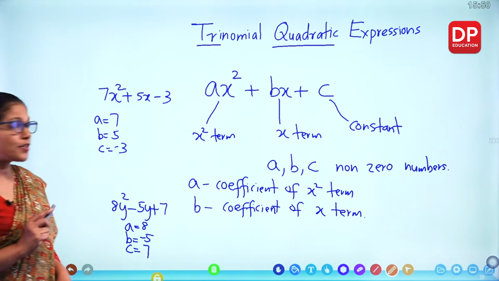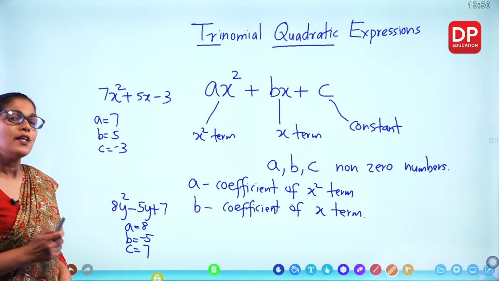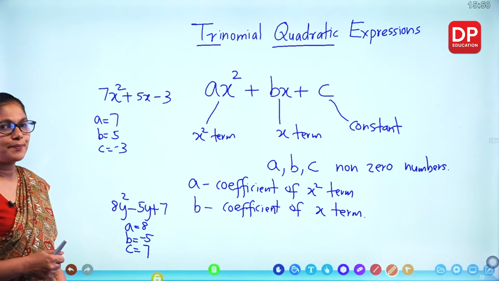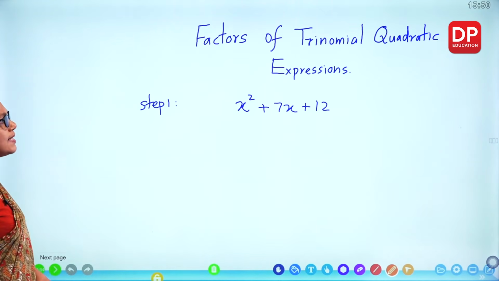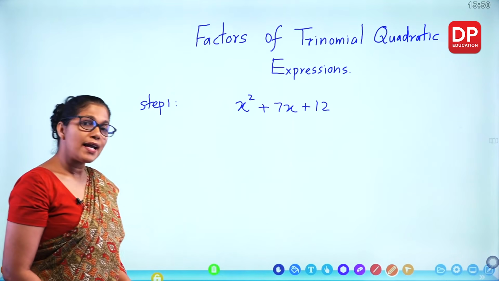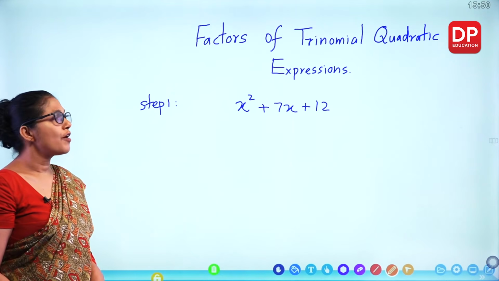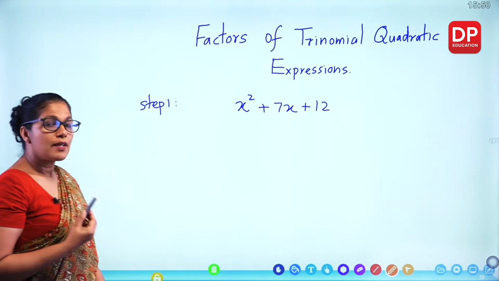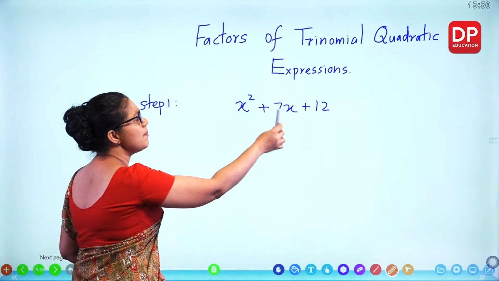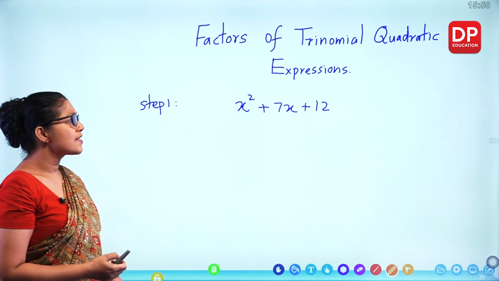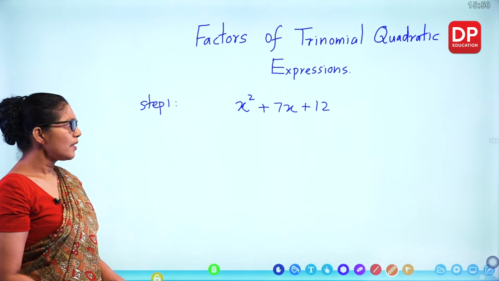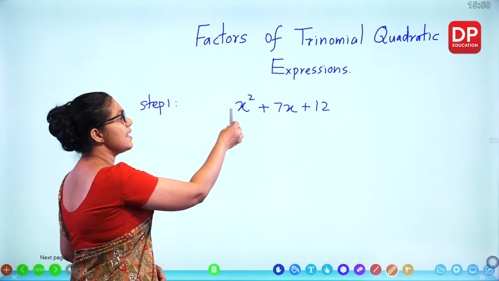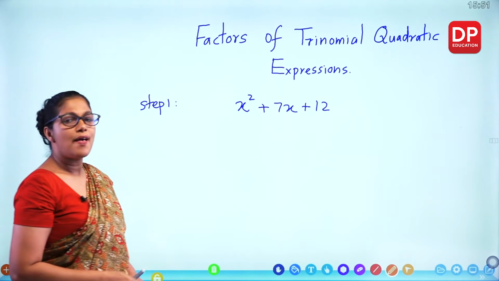So when you get a trinomial quadratic expression, you need to identify what the values of a, b and c are. Now we'll see how we can find the factors of a trinomial quadratic expression. So here we can see 3 terms are there: one is the x squared term, the other one is the x term, and the next one is the constant term. So the first thing you have to do is write this in order. First we write the x squared term, then the x term and the constant.